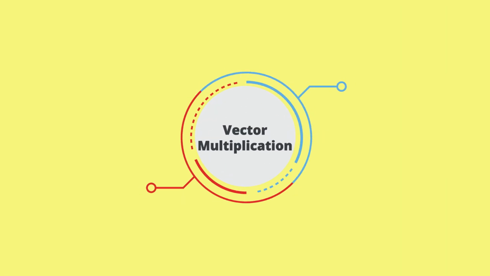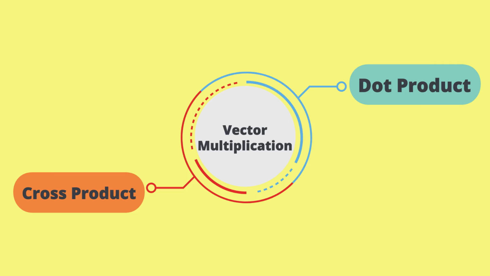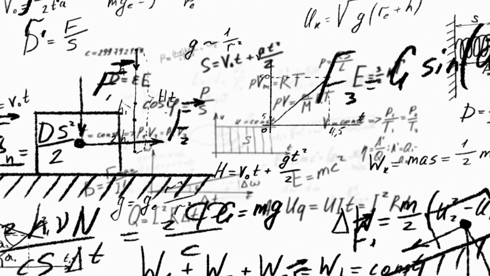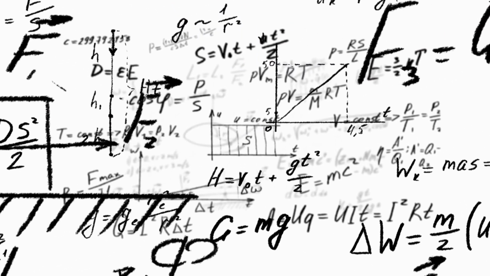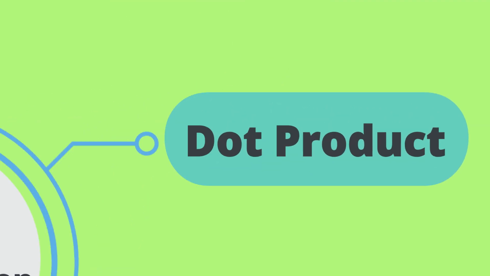Vector multiplication: dot product and cross product. Sometimes vectors don't just want to hang around, they want to interact. Enter the dot product and cross product. The dot product finds how much two vectors align.